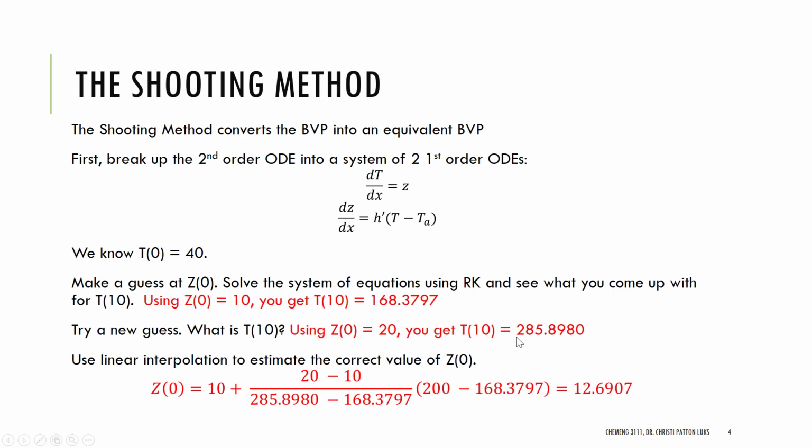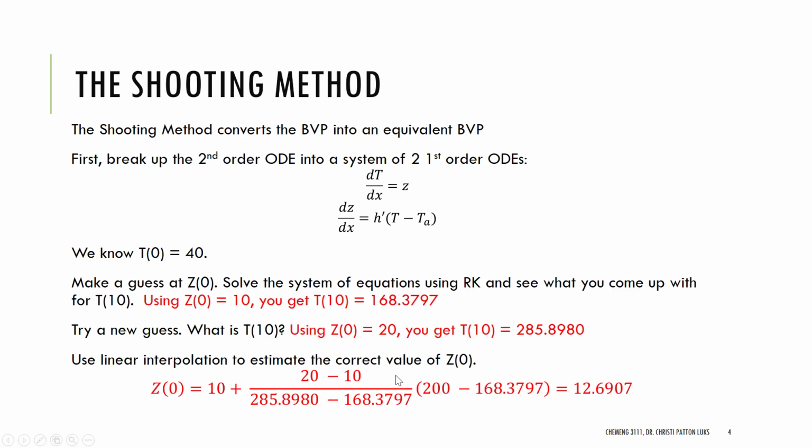Now we know the actual answer is 200, and so if the equation is linear, and this one is, you can use interpolation to get the correct answer. But in general, the equation will not be linear, and so this gets you an estimated value of z naught. And you can run the program one more time, and then that will get you your full solution.